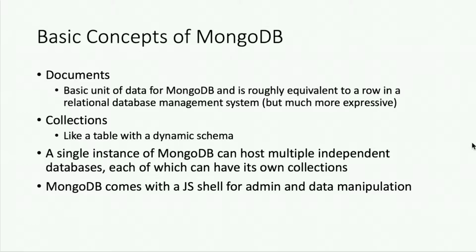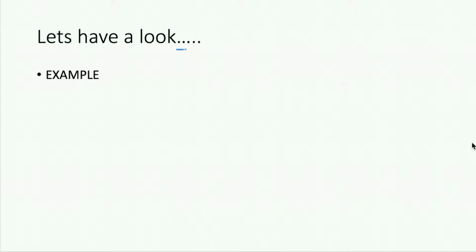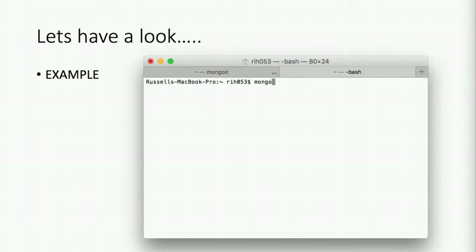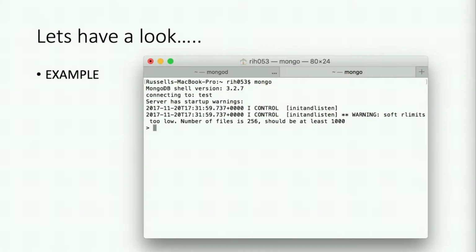And MongoDB comes with a JS shell for admin and data manipulation, and that's really quite useful, especially if you know JavaScript, I think. So we'll have a look at an example in just a moment. Okay, so let's just have a quick look at an example. I've got everything installed, obviously, but if I go into the shell, we could do a bunch of things. So this is the MongoDB shell. So let's just create one. It's called use Russell test.